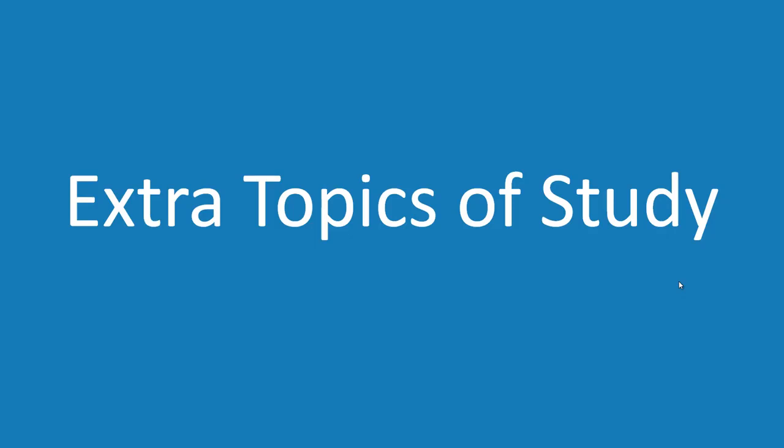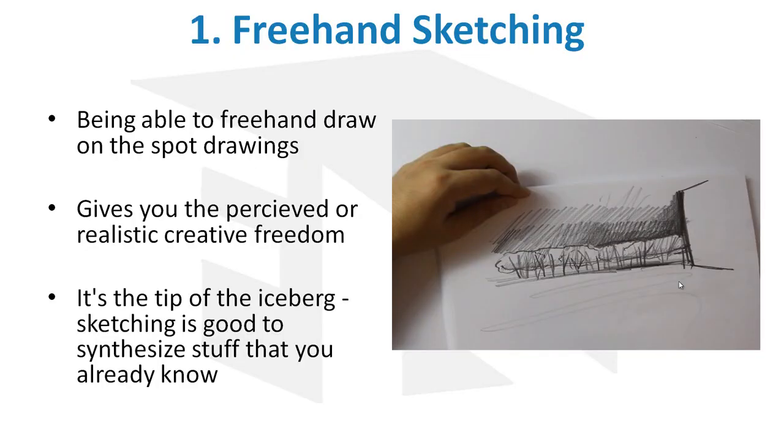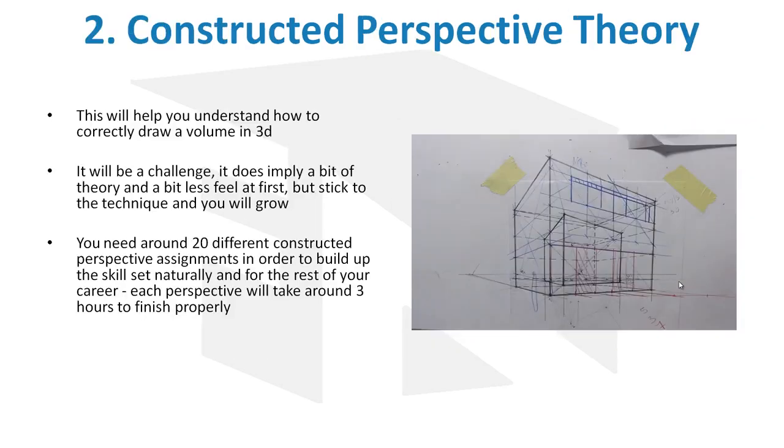Okay, so let's go for some extra topics of study which I think are quite important for you to know. Again, it's line drawing, but you realize that line drawing is just a part of architectural drawing, a very important part, right? Obviously freehand sketching is going to fit quite nicely into that. You need to be able to sketch on the spot. You need to have the creative freedom, or perceived creative freedom, of being spontaneous. And sketching is very good to put things together, to synthesize them into something, right?